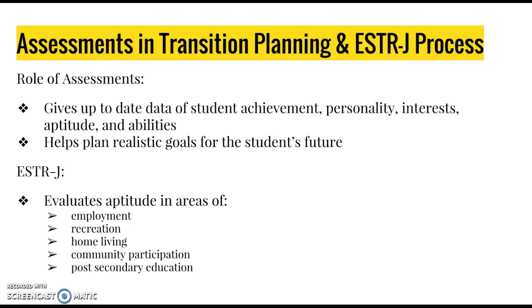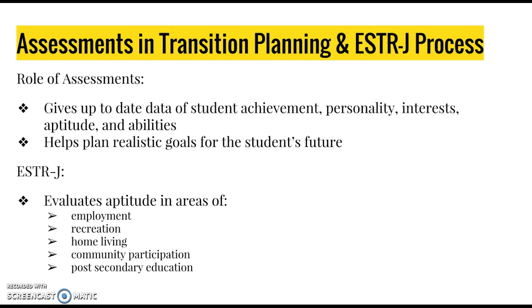And what this will help you do is it'll help you set realistic goals that are attainable for the student's future. So if they're interested in animals, then possibly working as a dog walker might be a job for them, or something working with animals such as working at the shelter, being a veterinary aide, whatever that student's able to do based on their interest and what they're able to do.